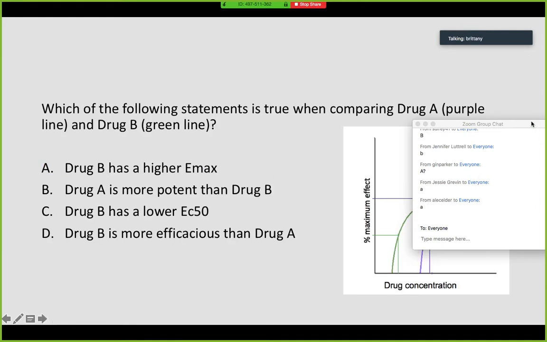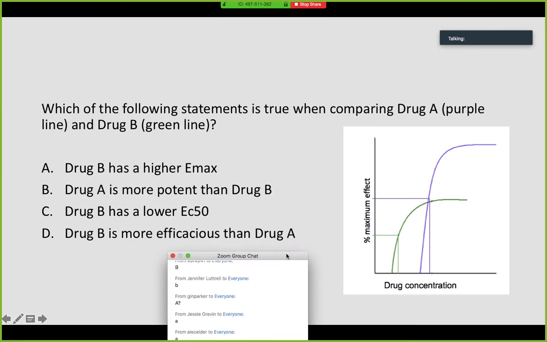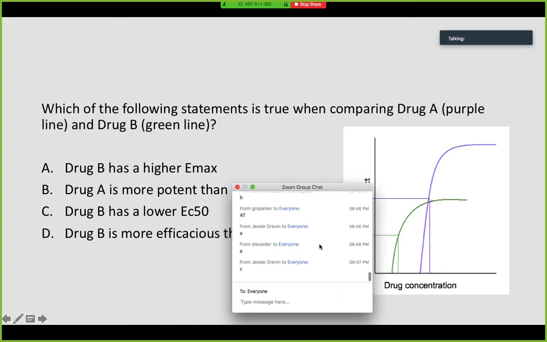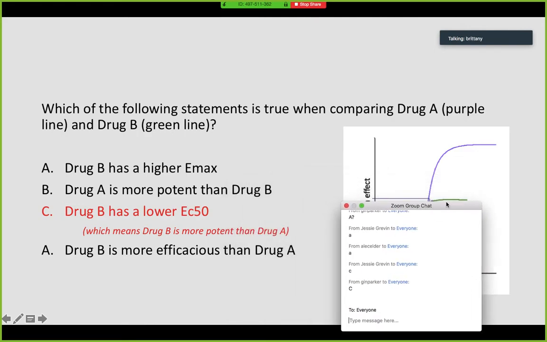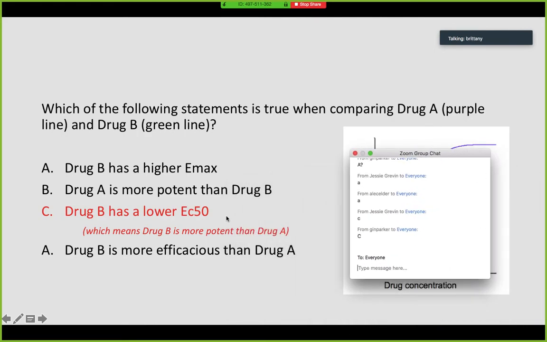Okay. Which of the following statements is true when comparing drug A, which is the purple line, to drug B, the green line? Right, so the correct answer here is C. Drug B has a lower EC50, so it is more potent than drug A, would be another way of saying that.